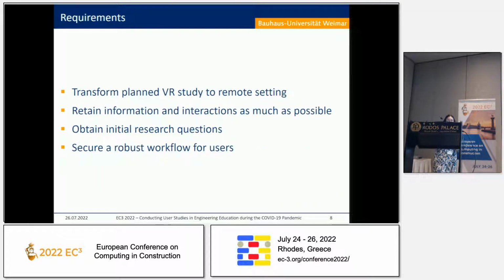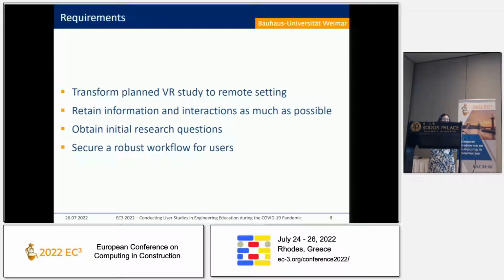So what I want to focus on now is the transformations that we made for our planned user study to go into a remote setting. Our requirements were that we want to obtain our initial research questions, so the color coding factor was important, that we find out as much as possible, retain information, and the interactions as much as possible.